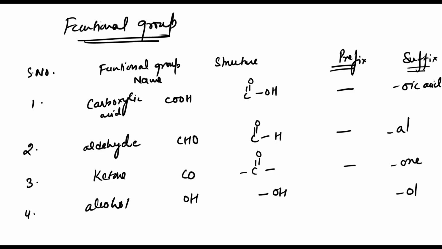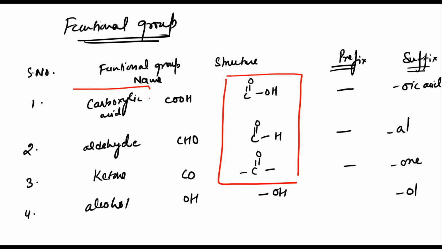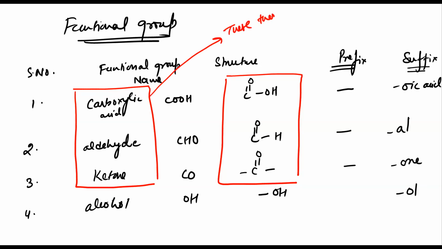Done? Noted? What is specific about these three functional groups is that they have their own carbon. So if we need to write the simplest form of these, their carbon can be included.